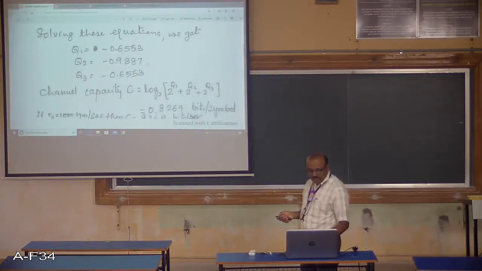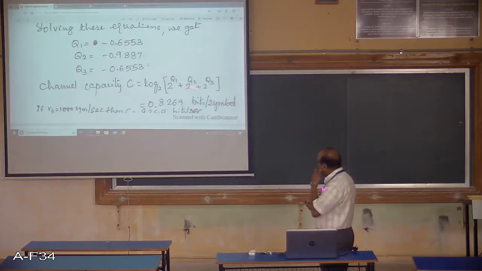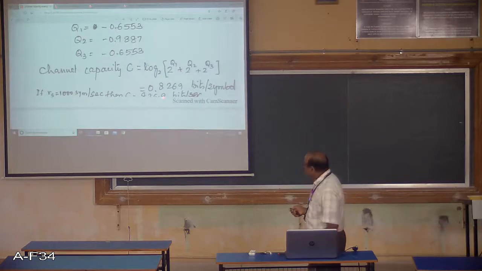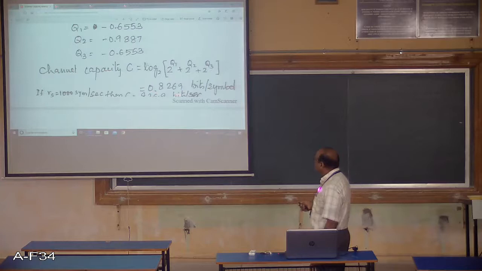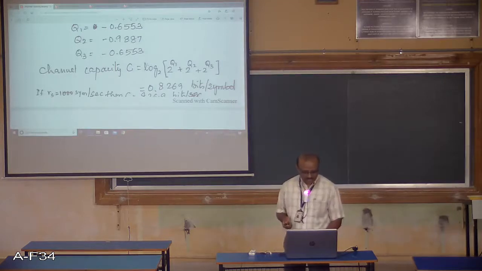In Muroga's method, the channel capacity is given by log to the base 2 of the sum of 2 power these Q values, which gives 0.8269 for the given channel, measured in bits per symbol. If the symbol rate is available, this capacity is multiplied with the symbol rate, which gives the channel capacity in bits per second.